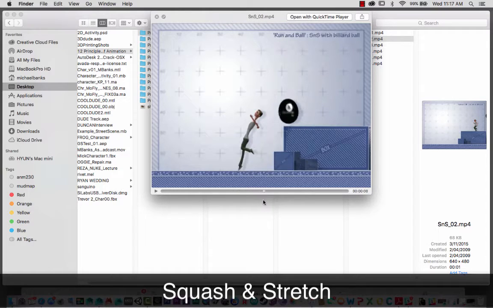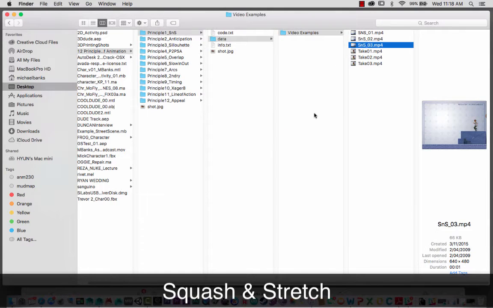Whoa. Massive squash happening. Sorry, stretch. Massive stretch. Stretching down and squashing and stretching as he takes off. Okay, so you can see how a simple principle like squash and stretch really adds a nice bit of appeal to a shot. Once again, we'll be touching on appeal later on, as it's also one of the animation principles. So let's move on.